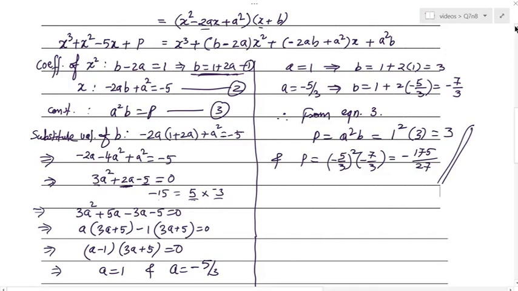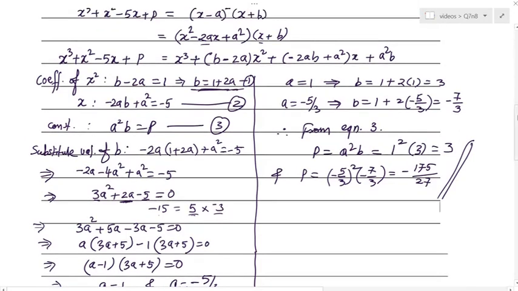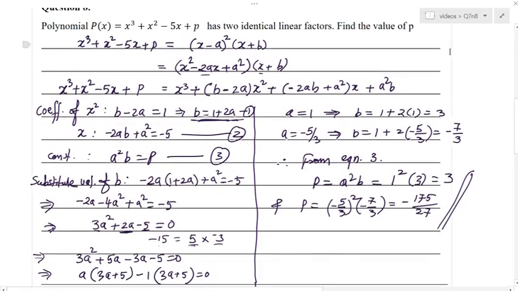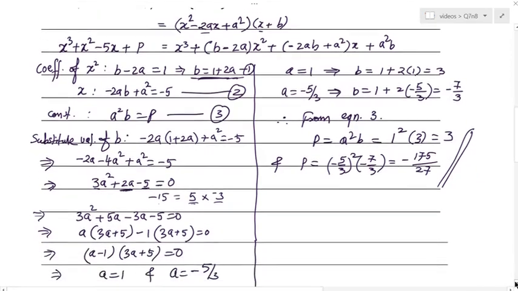So these are the two values of p which would give you, when you substitute in your original cubic polynomial, two identical linear factors, and it's easy to check. You can put this value of p in this polynomial and plot it on your graphing calculator, and you will see that in both cases it is touching the x-axis, because two identical linear factors mean your polynomial should touch your x-axis. Okay, let's move on to the next question.